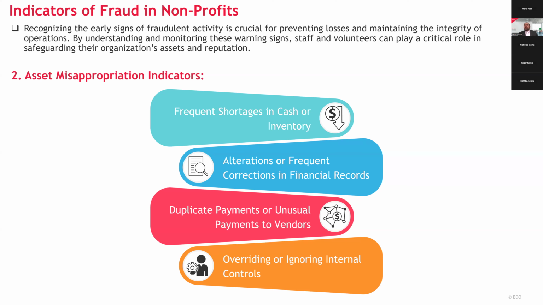First one is frequent shortages in cash or inventory. So, regular occurrences of unexplained shortages in cash or inventory, these are classic red flags. These could appear as discrepancies between recorded inventory and physical counts, or cash registers consistently being short without proper, reasonable explanations. The next one is alterations or frequent corrections in financial records.